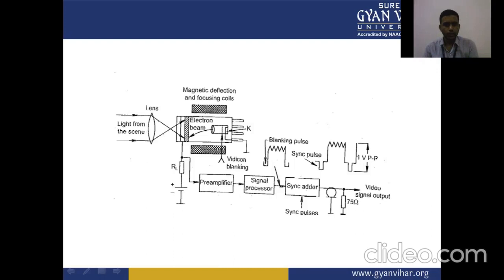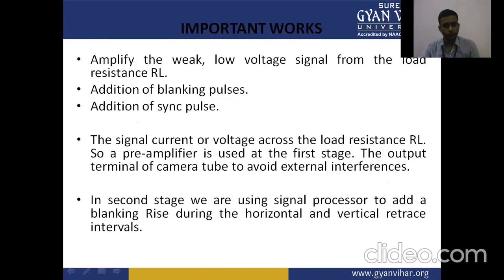In the Vidicon camera tube, we have a magnetic deflection and focusing coil. This arrangement of the deflection and focusing coil is used to deflect the electron beam and maintain it at the center, and to focus it. Correspondingly, we get the video signal output.